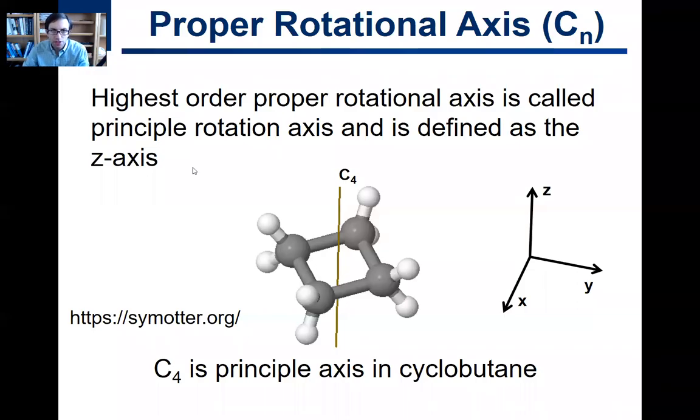Okay, so in the last video, we started going over different symmetry elements, and the first was this proper rotational axis, which is a rotation by 360 degrees divided by n in a clockwise direction. We give it a Cn notation, okay? One thing I wanted to also emphasize on this slide is that the highest order proper rotational axis, meaning the Cn with the highest n in your molecule, is called the principal rotation axis. And we always define that to be the z-axis.